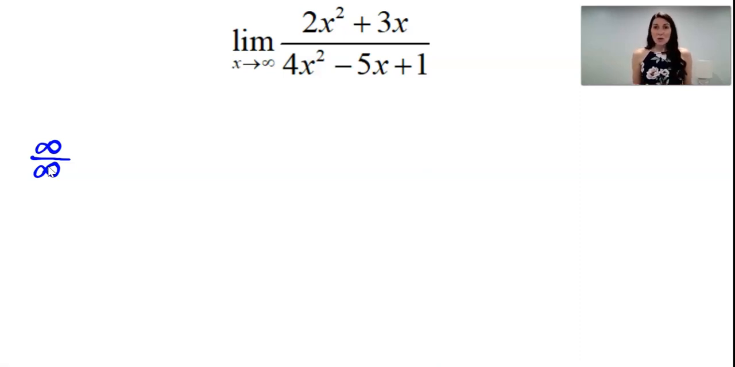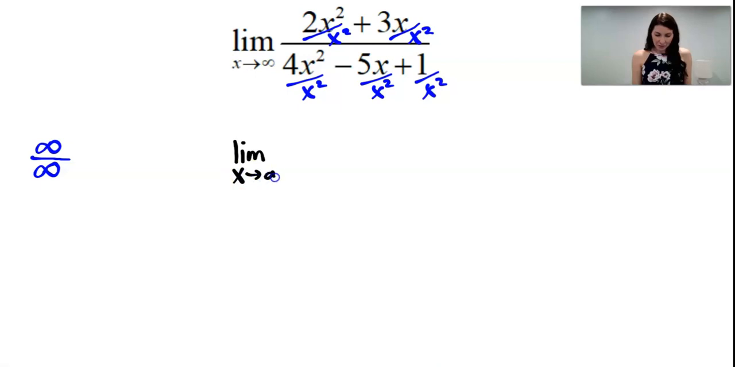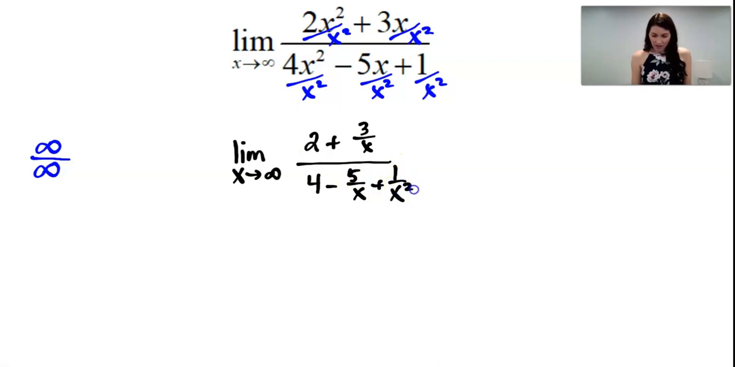What we do for limit as x approaches infinity problems is divide by the largest degree in the denominator. In this problem, you can see the largest degree is x squared. So I'm going to go through and divide every single term by x squared, since x squared is, once again, the largest degree in the denominator. Now let's simplify. This would simplify to the limit as x approaches infinity of 2 plus 3 divided by x, all over 4 minus 5 divided by x, plus 1 over x squared.